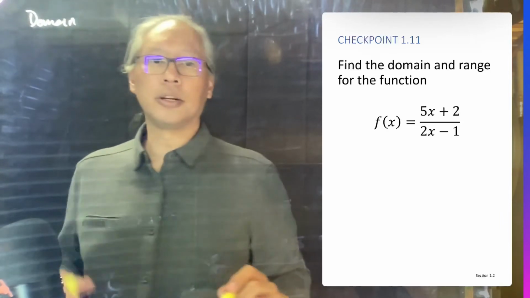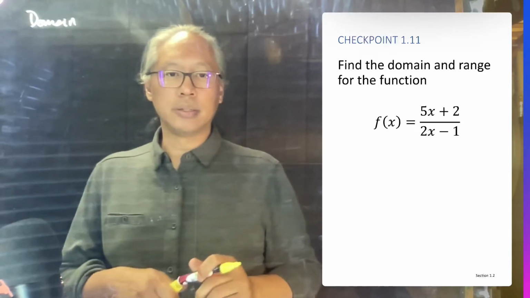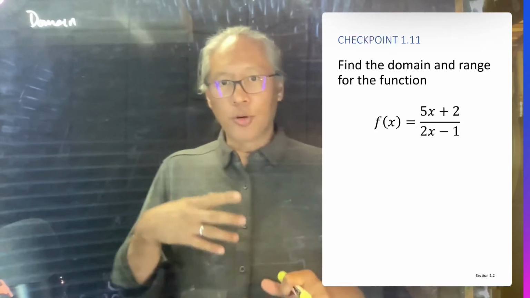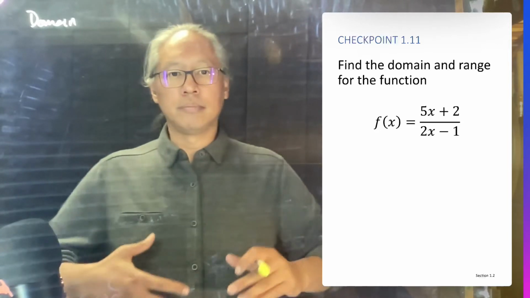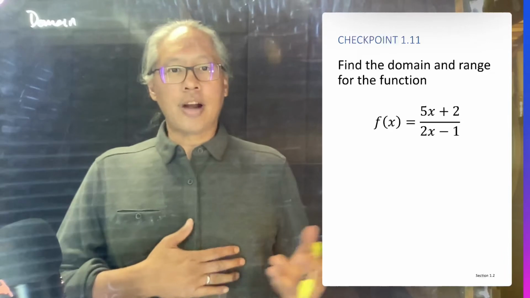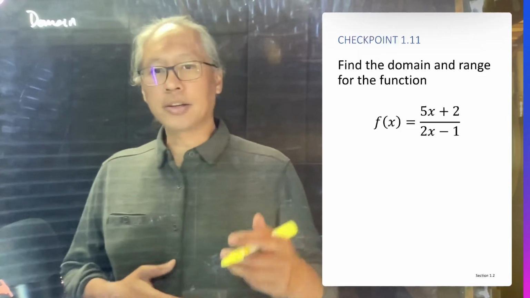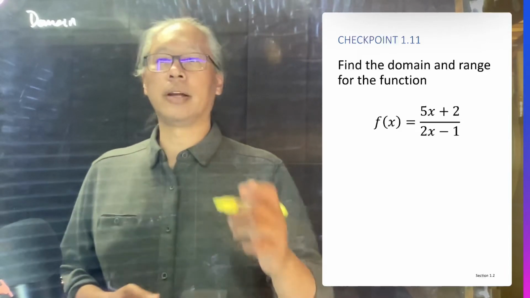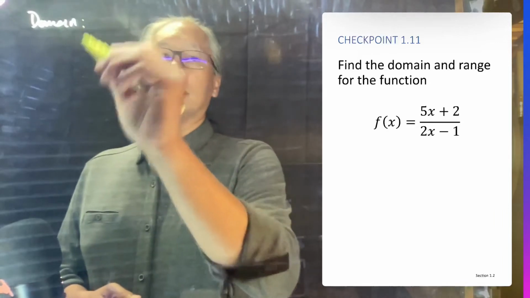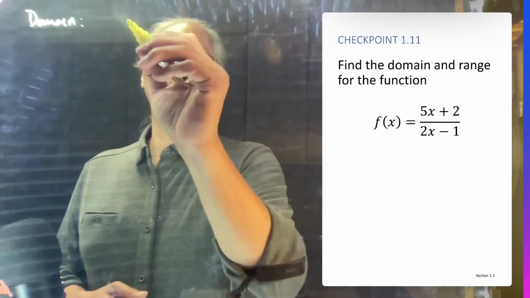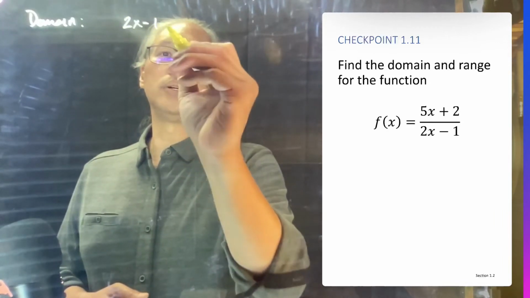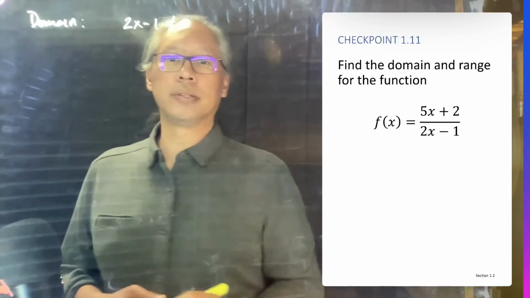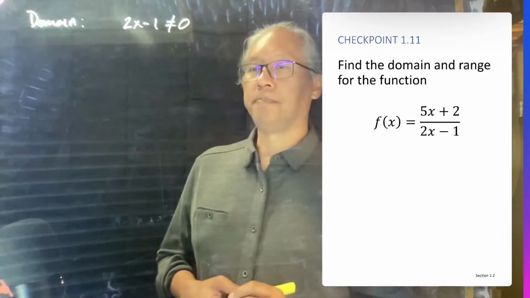And for us to get the domain, what we need to do is look out for things like square roots and fractions. And if we have a fraction, we just want to make sure that the denominator is not equal to 0. So we're just going to look at the denominator, focus on that, 2x minus 1, and say that cannot be equal to 0.